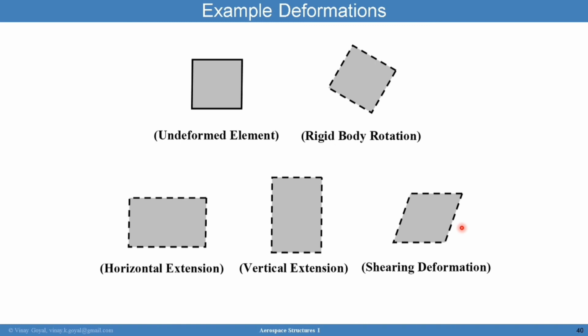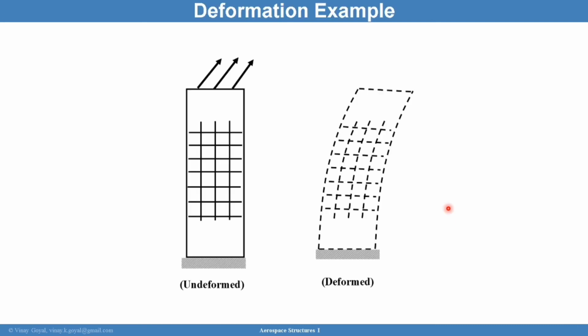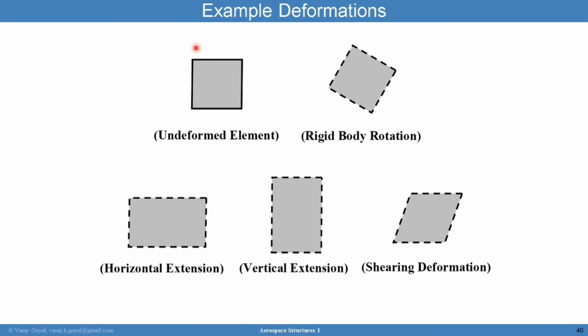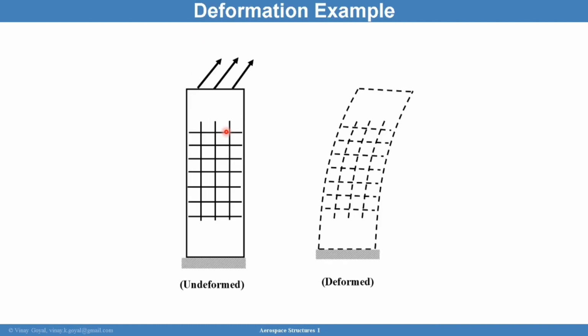Here's an example of deformations. I have an undeformed element and it went through rigid body rotation. No strain should have formed in this case. I could also have an undeformed element and apply a load and I get a horizontal extension. I can then also apply a vertical load in this direction and I'll get a vertical extension. I can apply distortion or shear, and this will then distort in this manner. So in general, you can get stretching of the material and distortion.